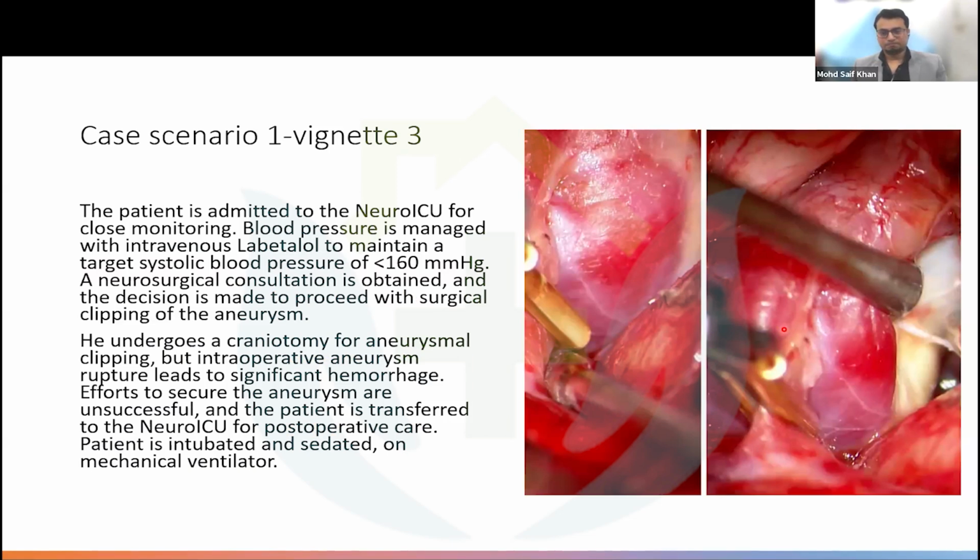So this particular patient was admitted to the neuro ICU. Labetalol was started to control the systolic blood pressure, and neurosurgery consultation was obtained, and they did the clipping. They favored clipping for some reason. In this case, when the patient was inside the OT, all the means to secure the aneurysm were unsuccessful, and without securing the aneurysm, the patient was transferred to neuro ICU for post-operative care. The patient is intubated, sedated, on ventilator.